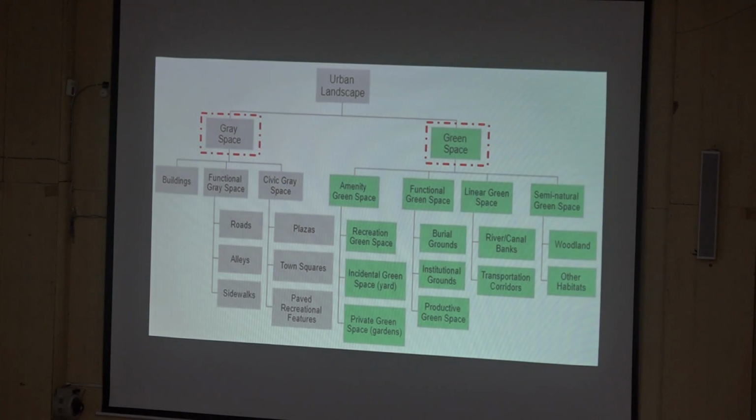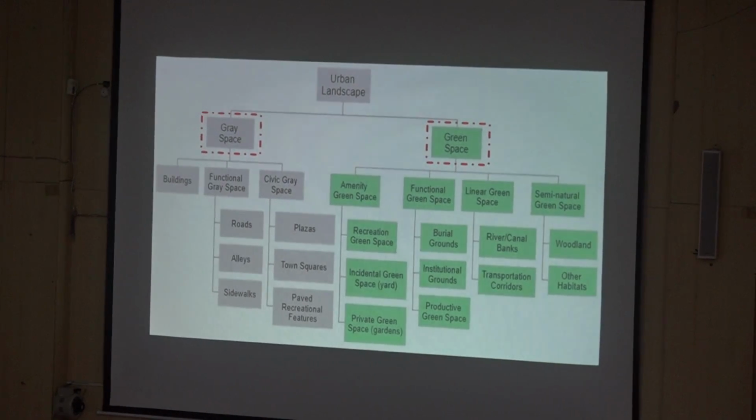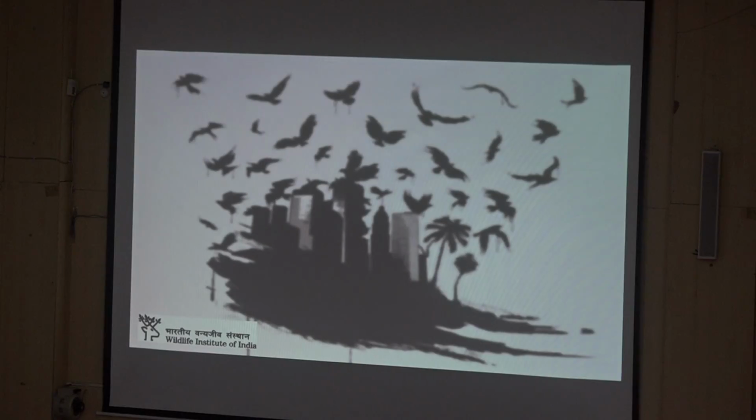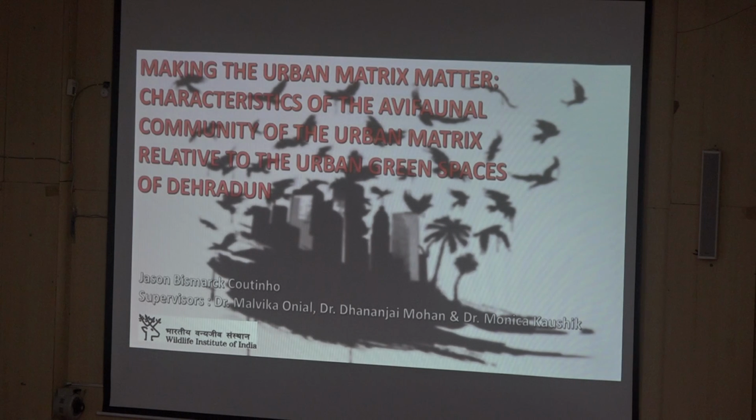These are mostly the built or artificial environment, which includes roads, buildings, plazas, malls, and basically built and artificial structures. With this I come to my study, which is making the urban matrix matter, in which I have looked at the characteristics of the avifaunal community of the urban matrix and related it to the urban green spaces of their urban area.